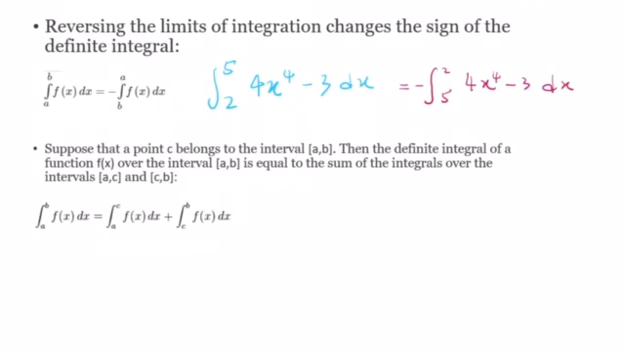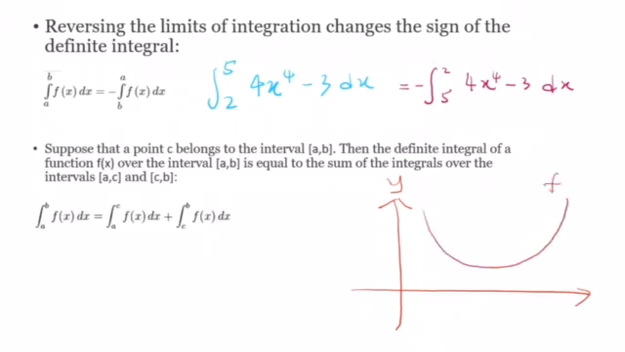So next, suppose that a point c belongs to the interval ab, then the definite integral of a function f of x over the interval ab is equal to the sum of integral over the interval ac and cb. Let me sketch a graph. Y-axis, x-axis. Let's say this is our function f of x. This is our a, this is our b. The property says that c is in the middle of the interval, so we can say that c is here. Sum of integral of a and c plus c and b is equal to a and b.